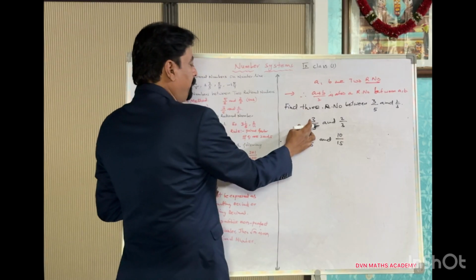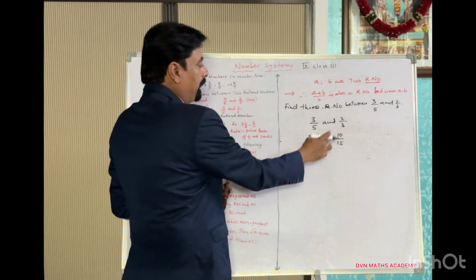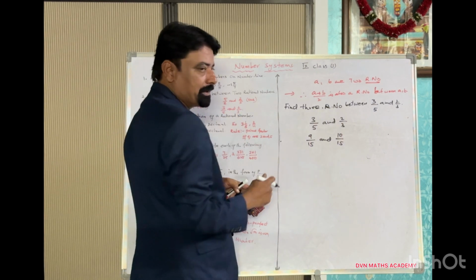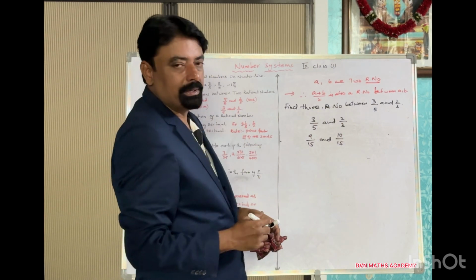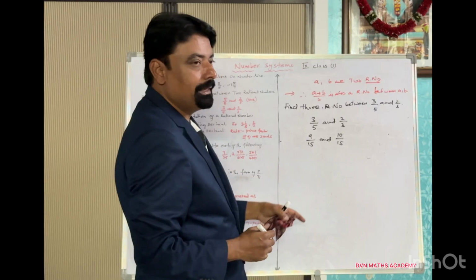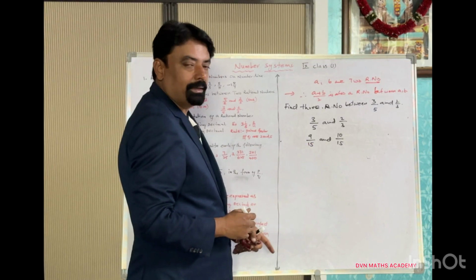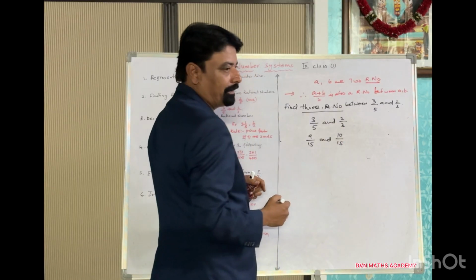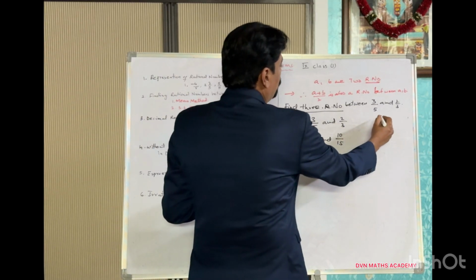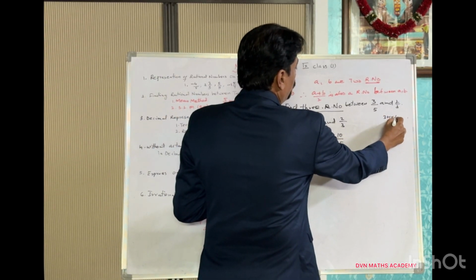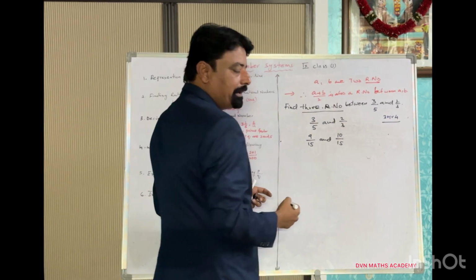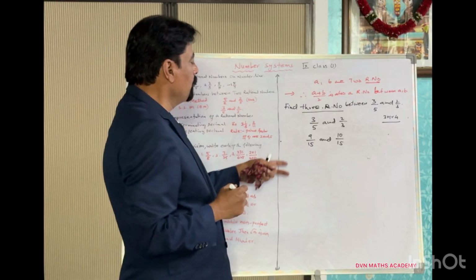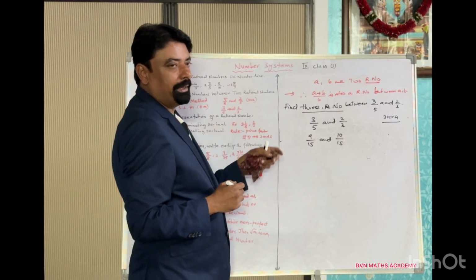Now 3 by 5 is converted into 9 by 15, 2 by 3 is converted into 10 by 15. These two are the equal rational numbers only, just by using the LCM I converted this. After making the denominators equal, the question is asking to find three rational numbers. So in your mind you do 3 plus 1 is equal to 4. He is asking for 3, so you add 1 to 3, then it becomes 4. Now you multiply both numerator and denominator by 4.